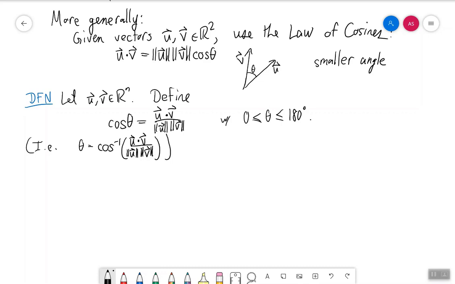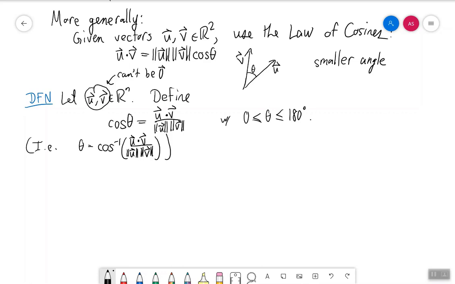So a couple of caveats. Neither u nor v can be 0. So these guys can't be 0. And that makes sense because, I don't know about you, I don't really know how to define the angle between something and the 0 vector. It doesn't make sense. It doesn't even make sense in R2.